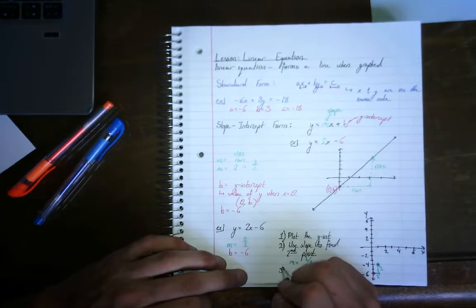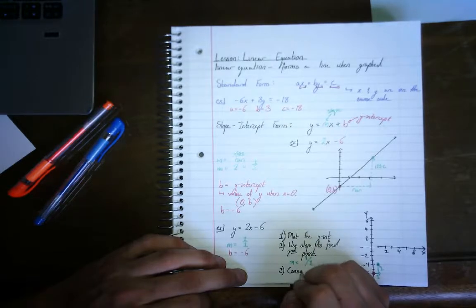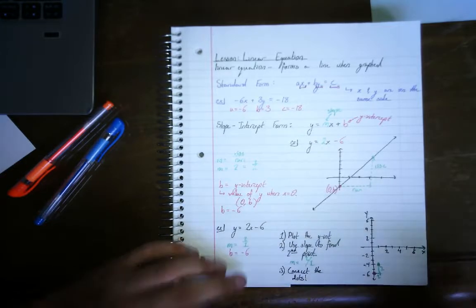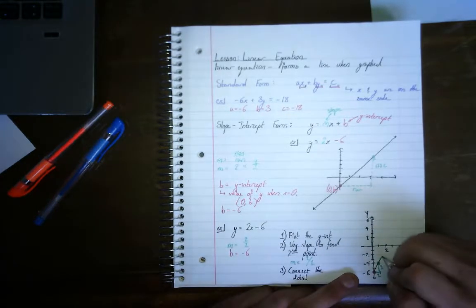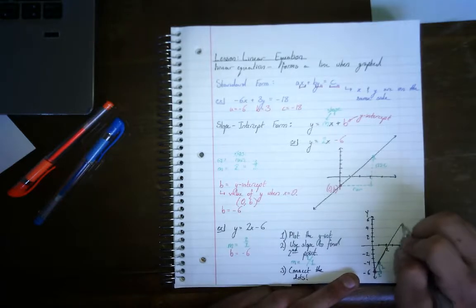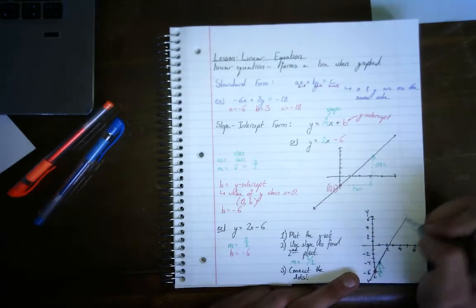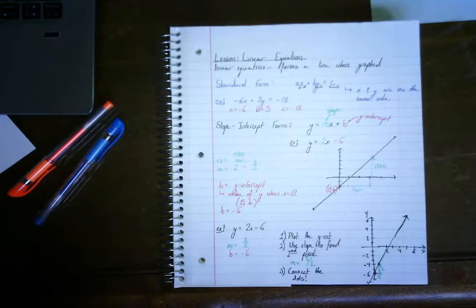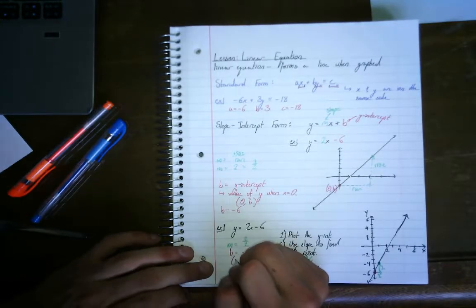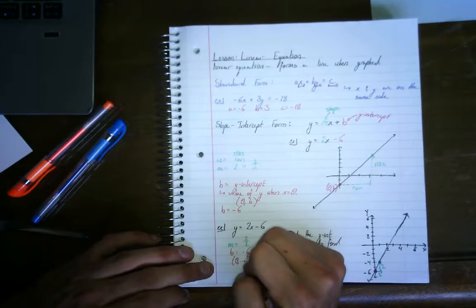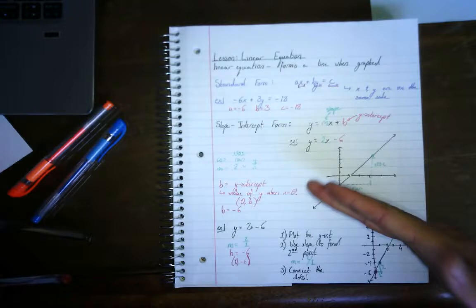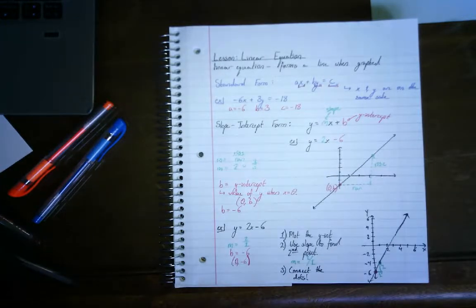Finally, we just connect the dots. So we just draw through. And we've got a rough sketch of our linear equation that has a y-intercept at 0, -6, as well as a slope of 2. So my question for you is, how would we get a downward sloping line? I'll leave you with that. Let me know if you have any questions.